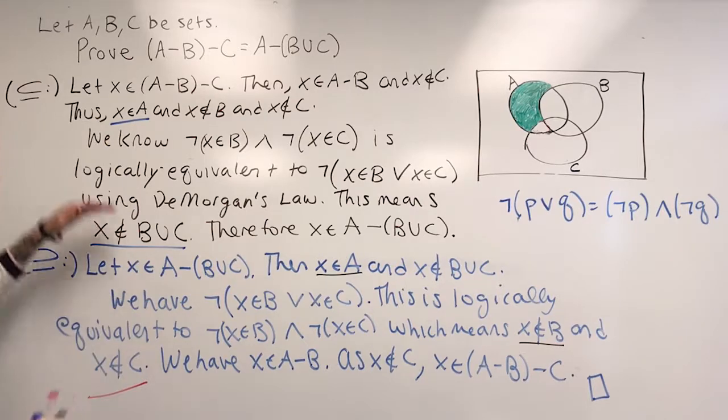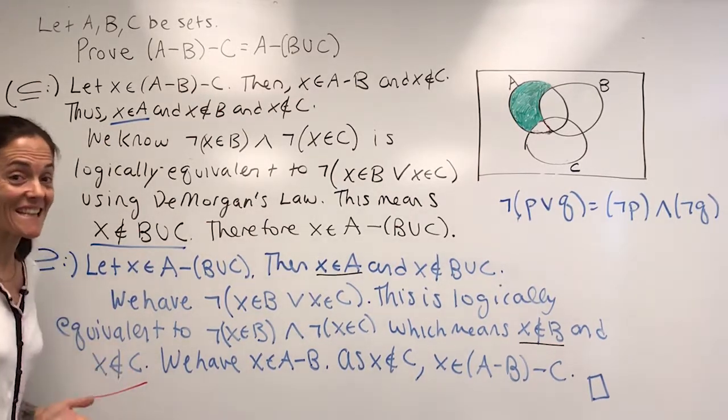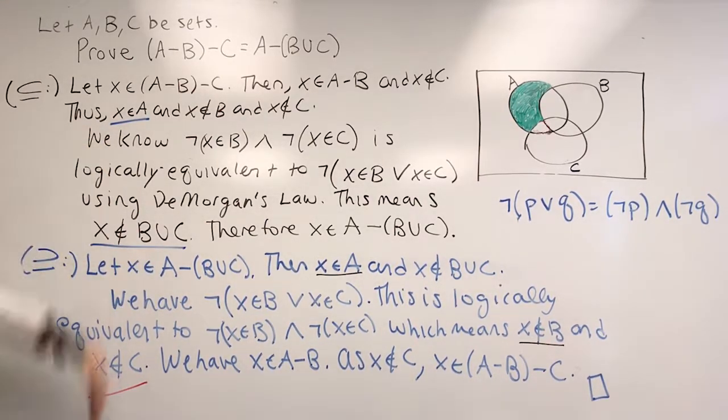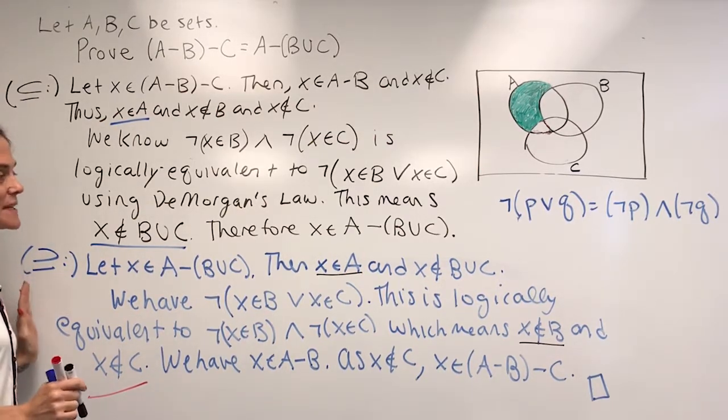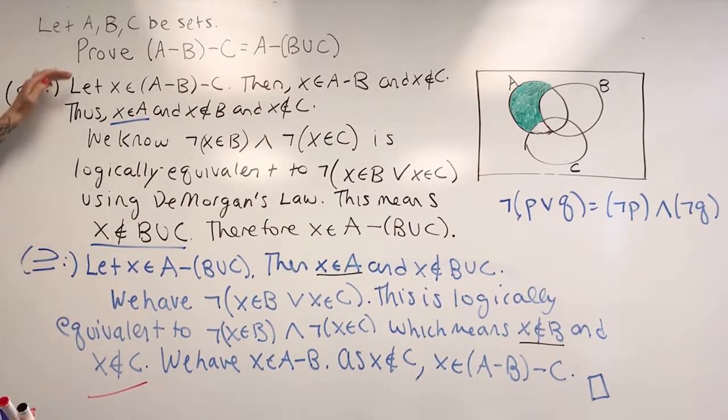So the two arguments were almost identical. One went down and one went up in a sense. But we have a complete proof here of the fact that these two sets are equal.